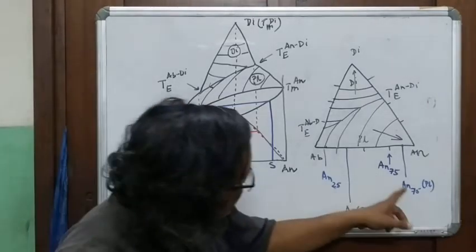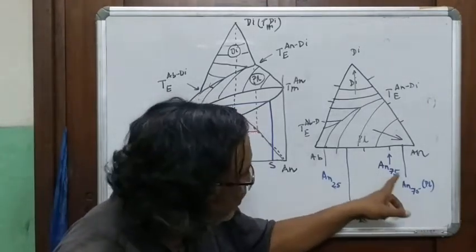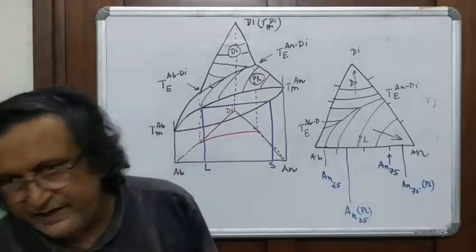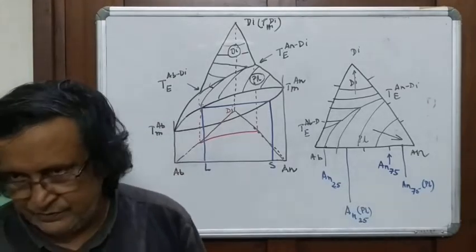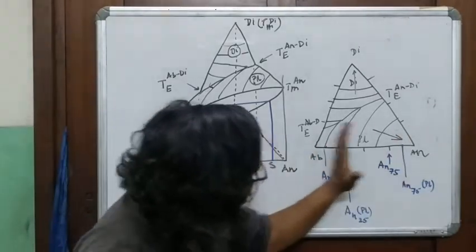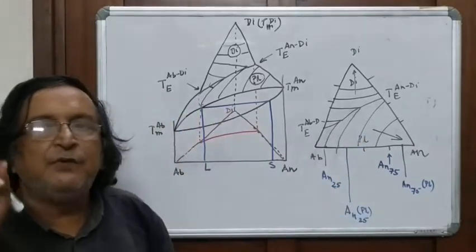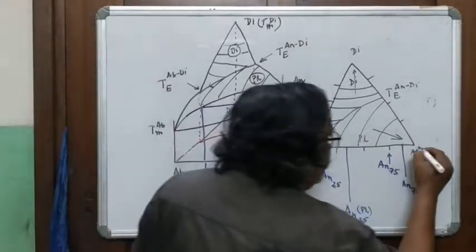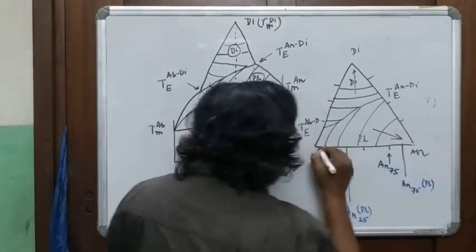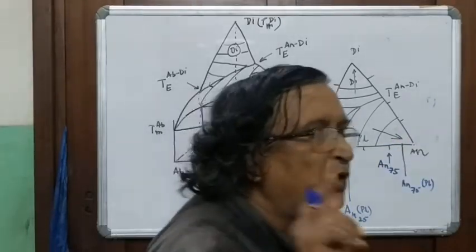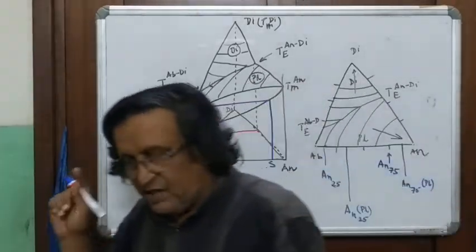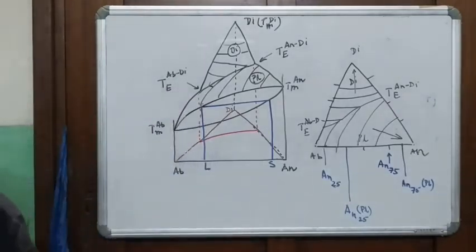So anorthite 75 of plagioclase will not coincide with anorthite 75 of the liquid. No, never. It will be on the right hand side. So all will be on the right hand side. It will be the same only when you have anorthite pure and albite pure. Both will plot at the same point, because then there is no more a solid solution.